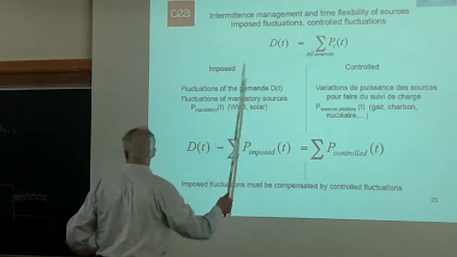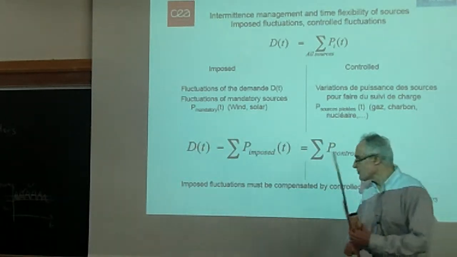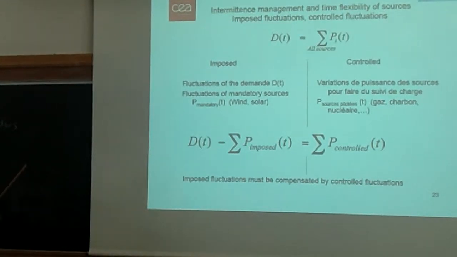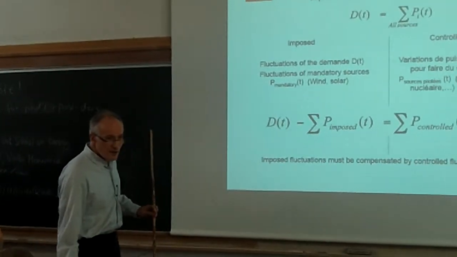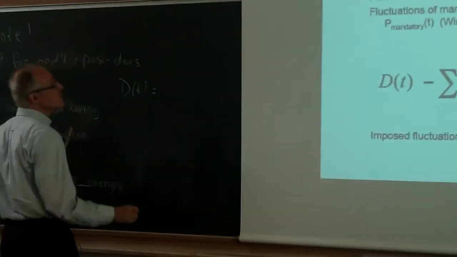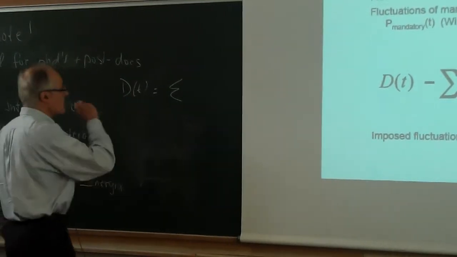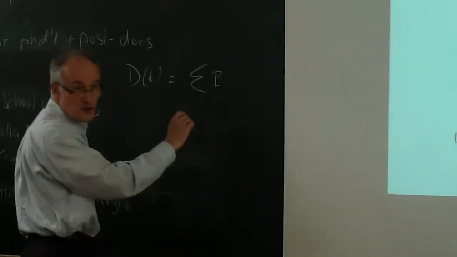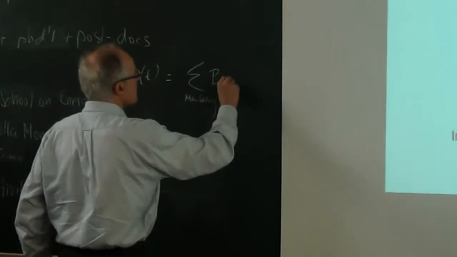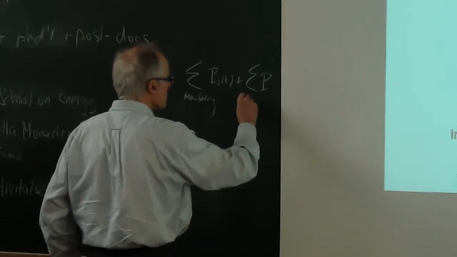You have already seen this equation, where I shall write it down because I shall need it afterwards, after the slide has passed. So, you see. Stop already. Okay. Thank you. So, this is the demand, which must be satisfied by, in fact, two types of sources. One type, which is the so-called mandatory, plus the contribution of the controlled sources.